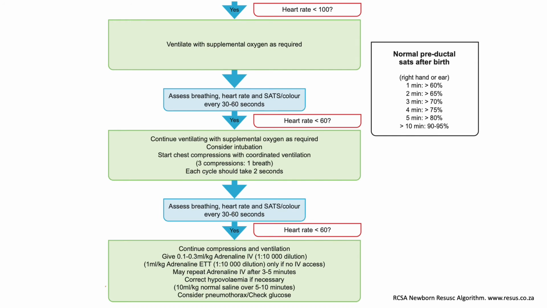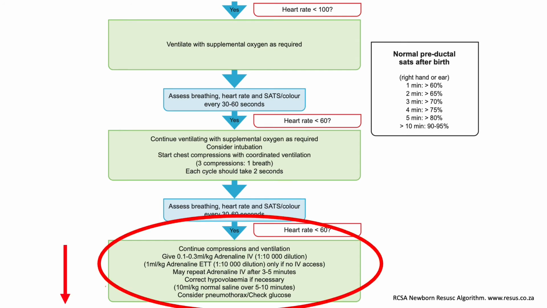Then after 30 to 60 seconds of this intervention, we need to reassess the neonate, have a look at the heart rate, have a look at the breathing, has the SATs improved, has the color pinked up, and are we getting a response to our resuscitation? If the heart rate remains less than 60, then we need to continue with our resuscitation, which is involving this part of the algorithm. However, if the heart rate is above 60, we very well might need to stop compressions and then just continue with ventilations.